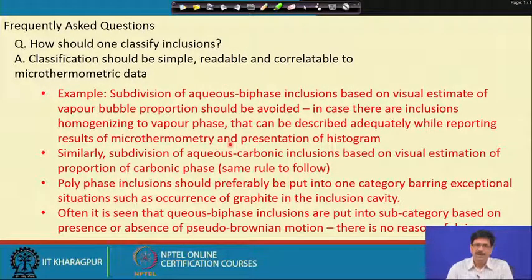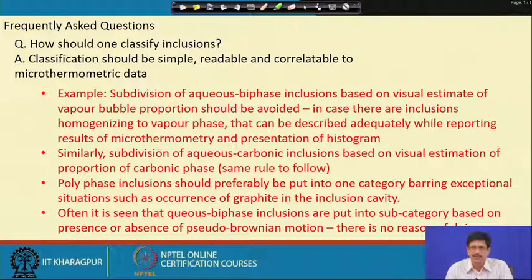For example, you will find sometimes in literature that aqueous fluid inclusions are being divided into different types A, B, C, D depending on just 10%, 20%, 30% or 50% of the proportion of the vapor that is present. And as I have emphasized, visual estimation of the vapor bubble in an aqueous inclusion is very misleading and erroneous. So, subdivision of aqueous biphase inclusions based on visual estimation of vapor bubble proportions should be avoided.